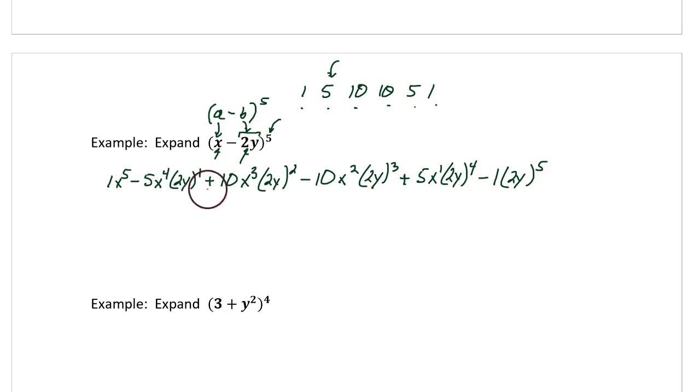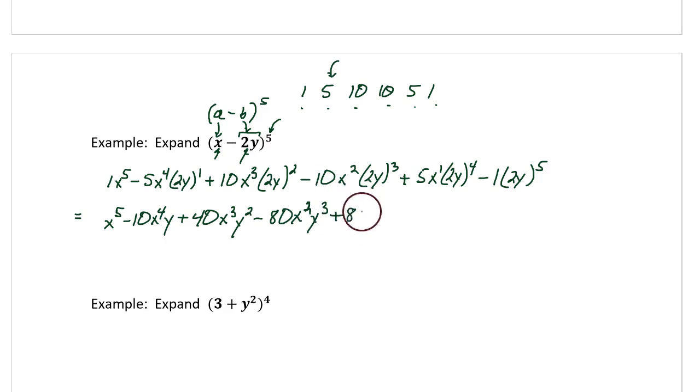Once you've written out the different work to create the terms, what's left now is to simplify. So this is x to the fifth minus 10 x to the fourth y plus 40 x to the third y squared minus 80 x squared y cubed plus 80 xy to the fourth minus 32 y to the fifth.